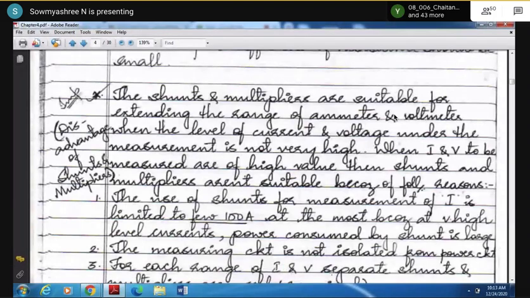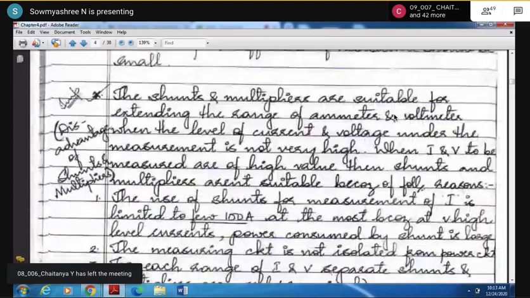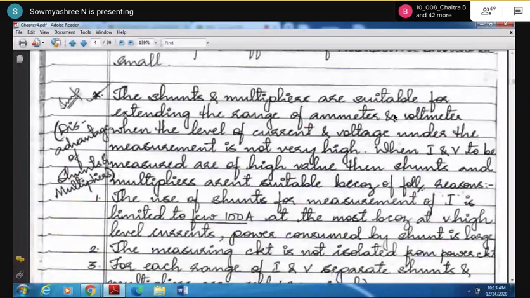Yes, ma'am. Okay, perfect. As I mentioned, there are some disadvantages of these shunts and multipliers. The limitations of shunts and multipliers become the advantages of instrument transformers. Using instrument transformers, the insulation problems can be eliminated. Insulation problems do not exist in case of CTs and PTs. One more disadvantage of the shunt and multiplier is power consumption: as the range increases, the power consumption of the instrument also increases. That is going to be eliminated.